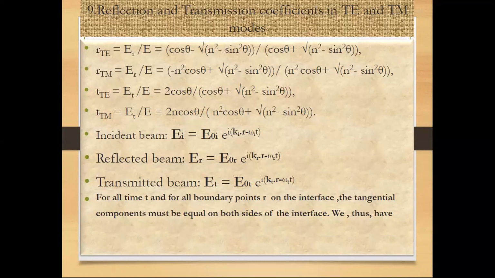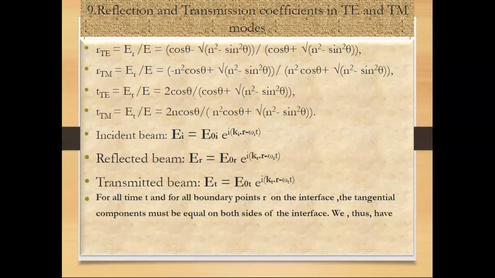And T transverse mode is ET upon E, 2 cos theta upon cos theta plus the square root of this quantity, n square minus sine square theta. TTM will be ET, 2n cos theta upon n square cos theta plus the square root of n square minus sine square theta. We assume that the plane wave is far away, the charges are far away, so no complicated description.